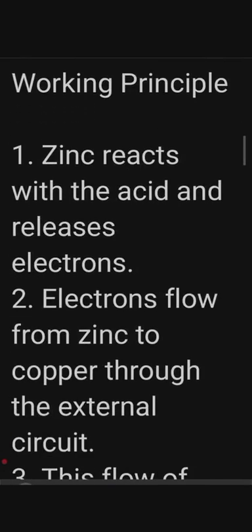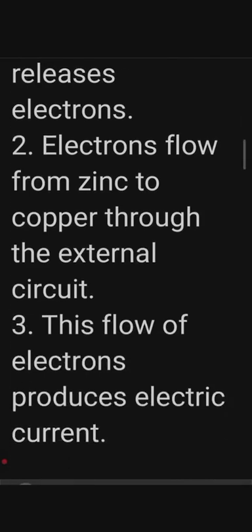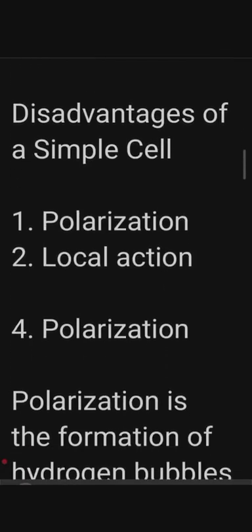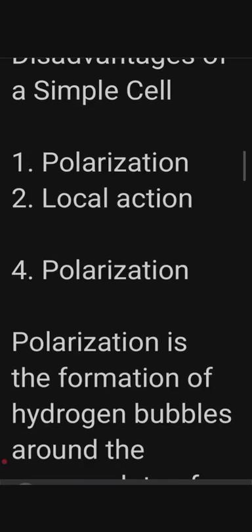Working principle. Now zinc reacts with the acid and releases electrons. Electrons flow from zinc to copper through the external circuit. This flow of electrons produces electric current. Disadvantages of a simple cell. So there are two disadvantages of a simple cell. Number one, polarization. And number two, local action.